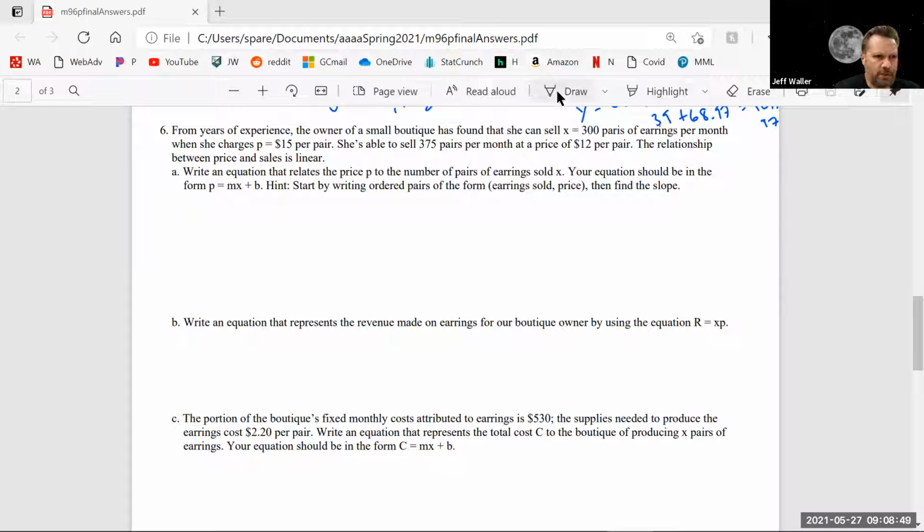Let me see what you guys think. See how I gave you this information? I'm being very remarkably nice, by the way. X equals 300 pairs of earrings when P equals $15. X equals 375 pairs when P equals $12. Can you create the linear equation for this situation?